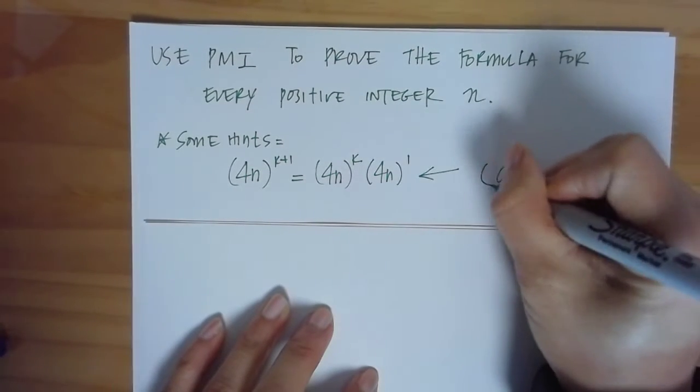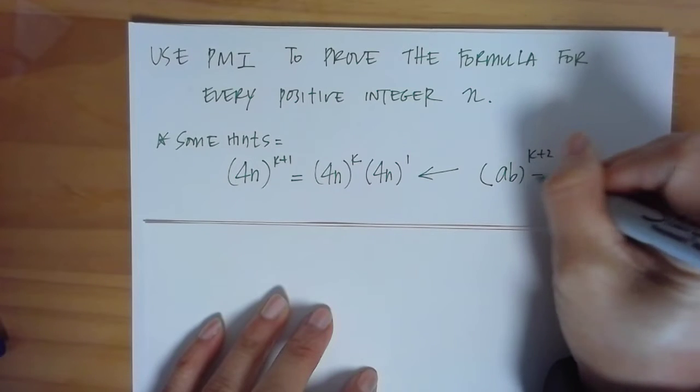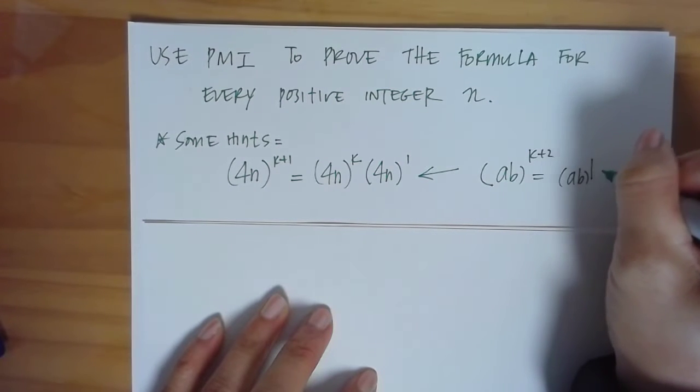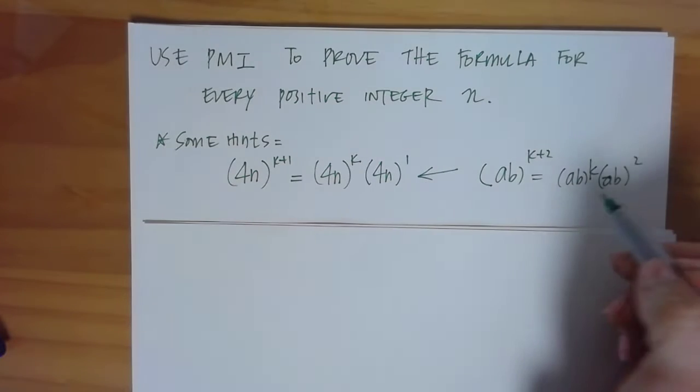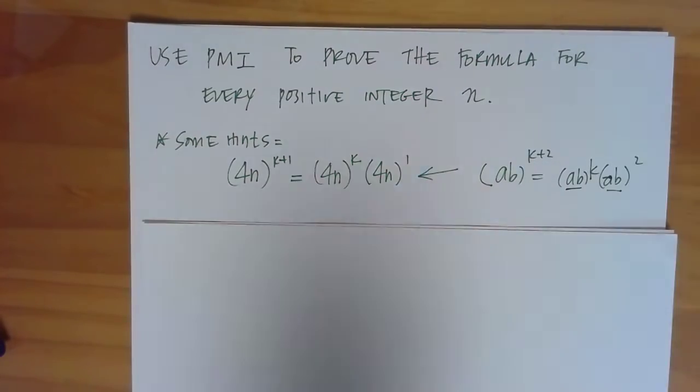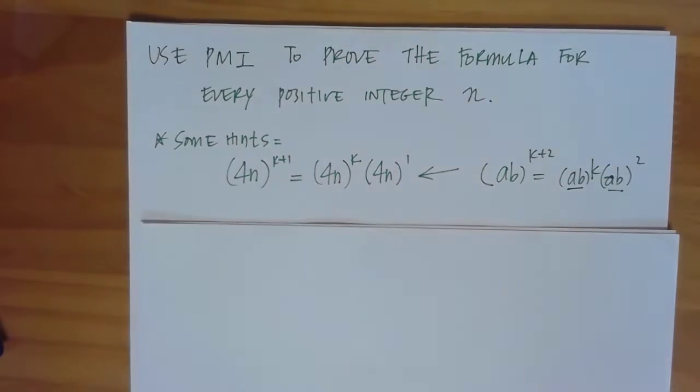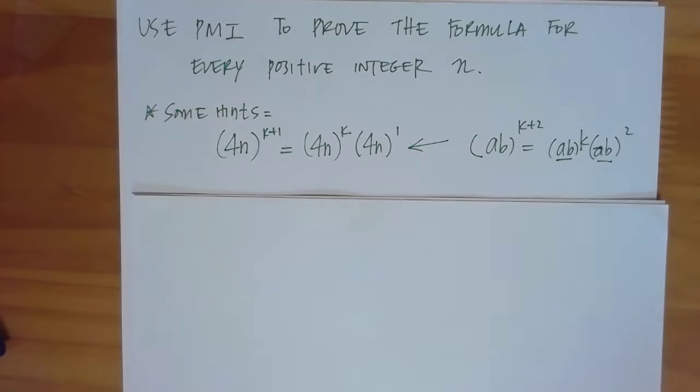So for example, a b^(k+2) is going to be what? A b^k times ab to the second power. Because remember, when you have the same base, you can add the exponents, okay? All right, so that's a hint. You'll see why we need that, okay?